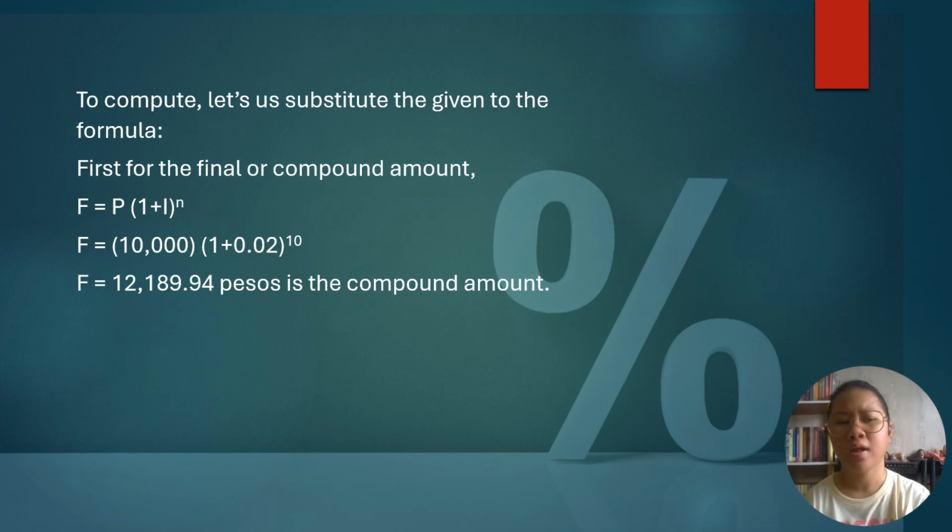To compute, let's substitute the givens to the formula. First, for the final or compound amount, the formula is: final amount is equal to principal times 1 plus the interest raised to the power of n. Principal is 10,000 times the quantity of 1 plus the interest, which is 0.02, raised to 10. So, 12,189.94 pesos is the compound amount.